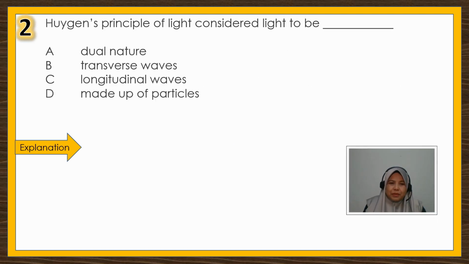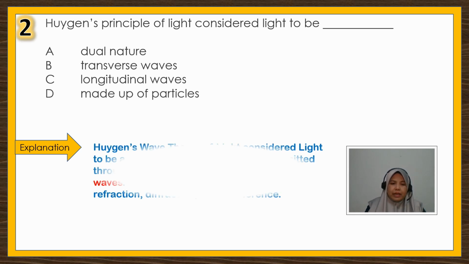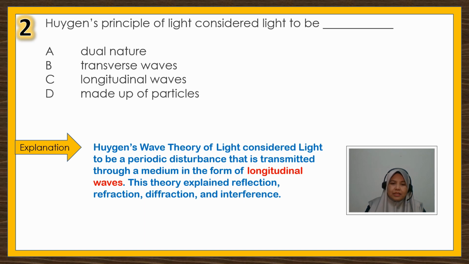For question number 2, Huygens principle of light considered light to be... If we look at the explanation here, Huygens' wave theory of light considered light to be a periodic disturbance that is transmitted through a medium in the form of longitudinal waves. This theory explained reflection, refraction, diffraction, and also interference. So the best answer for question number 2 is C, which is longitudinal wave.